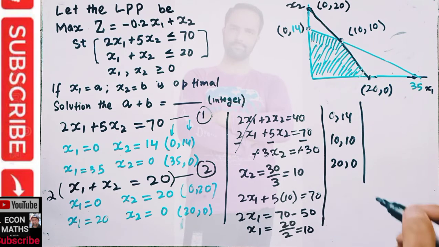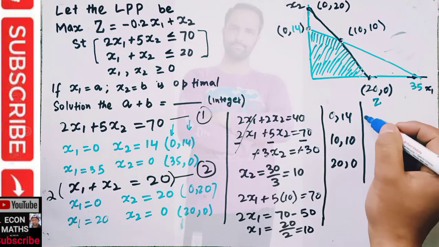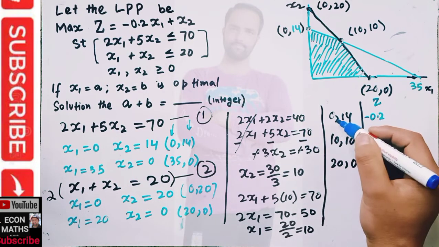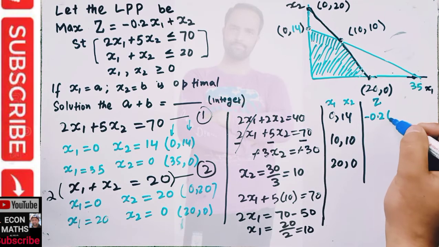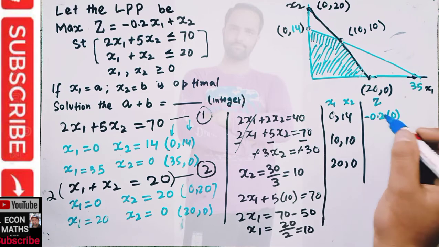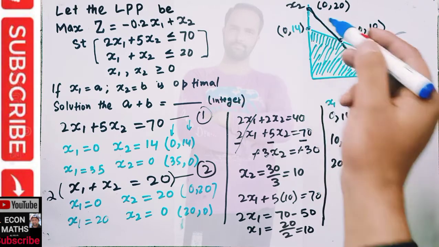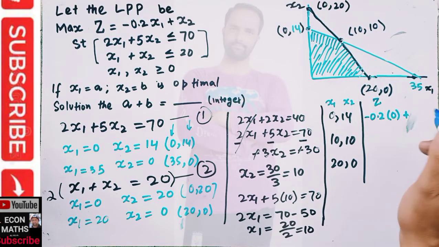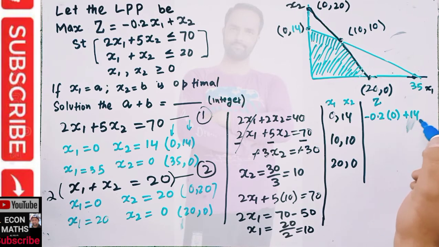Just plug these values into our objective function. So what will be our z then? We have minus 0.2 times x1 plus x2. Let us write this is x1, this is x2. x1 is 0 and x2 is 14. We are checking at this point. So 0 times this negative number is 0, so we get here 14 as the value of z.